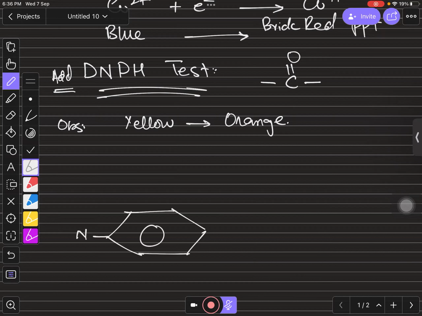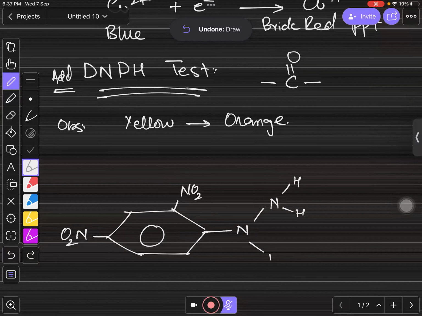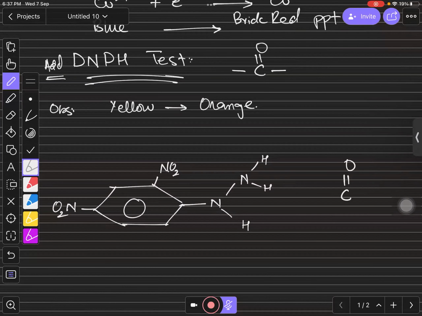तो डाइनाइट्रोफिनाइल हाइड्रोजीन कुछ इस तरह का होता है. यहाँ पर NO2 ग्रुप लगा हुआ होता है, यहाँ पर NO2 ग्रुप लगा हुआ होता है आपके पास, यहाँ पर इस तरह से ग्रुप होता है. ठीक है ना. डाइनाइट्रोफिनाइल हाइड्रोजीन इसी तरह का एक मॉलिक्यूल है. जब आप इसको रिएक्ट कराते हो किसी भी कार्बोनाइल कार्बन के साथ, अब हो सकता है ये आपके पास कीटोन हो या एल्डिहाइड हो, ये मसला नहीं है.